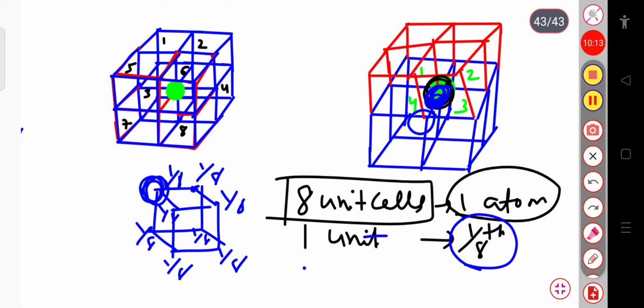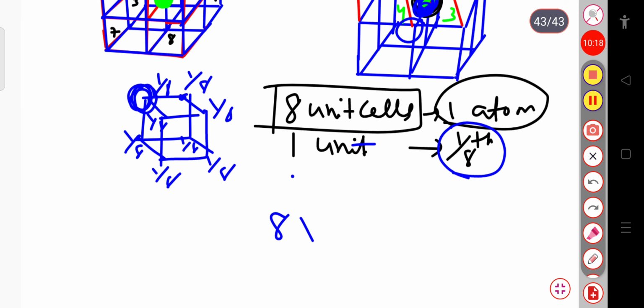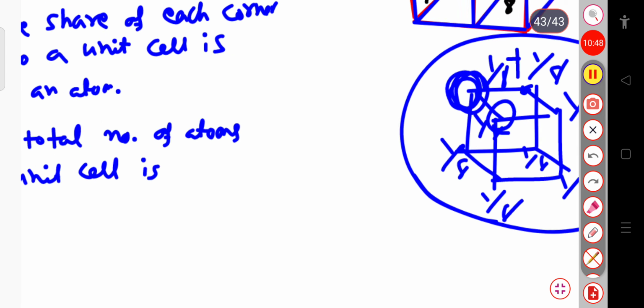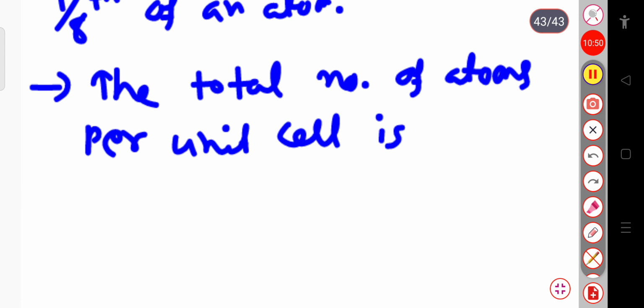Since there are 8 corners, there will be 8 into 1/8th part of the atom present, that is 8 gets cancelled, so that is total 1. So inside this unit cell, the total number of atoms present is 1, because if I add 1/8 plus 1/8, for each corner 1/8th part of the atom, then it gives a total of 1 atom. So here I will write the total number of atoms per unit cell is 8 into 1/8, that is equal to 1.